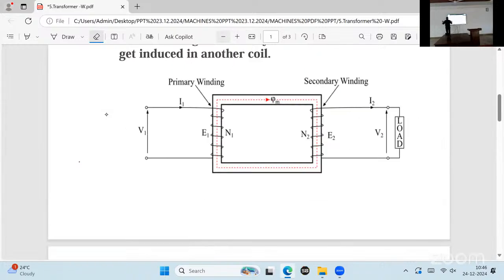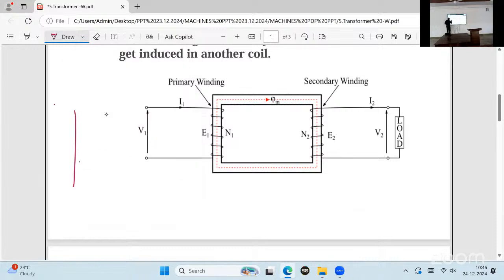Listen, all of you. Now I am giving the supply on the left side. Left side voltage is given. What kind of voltage? AC voltage. The AC voltage given is called V1, on the left side. This becomes the primary winding and this becomes the secondary winding.